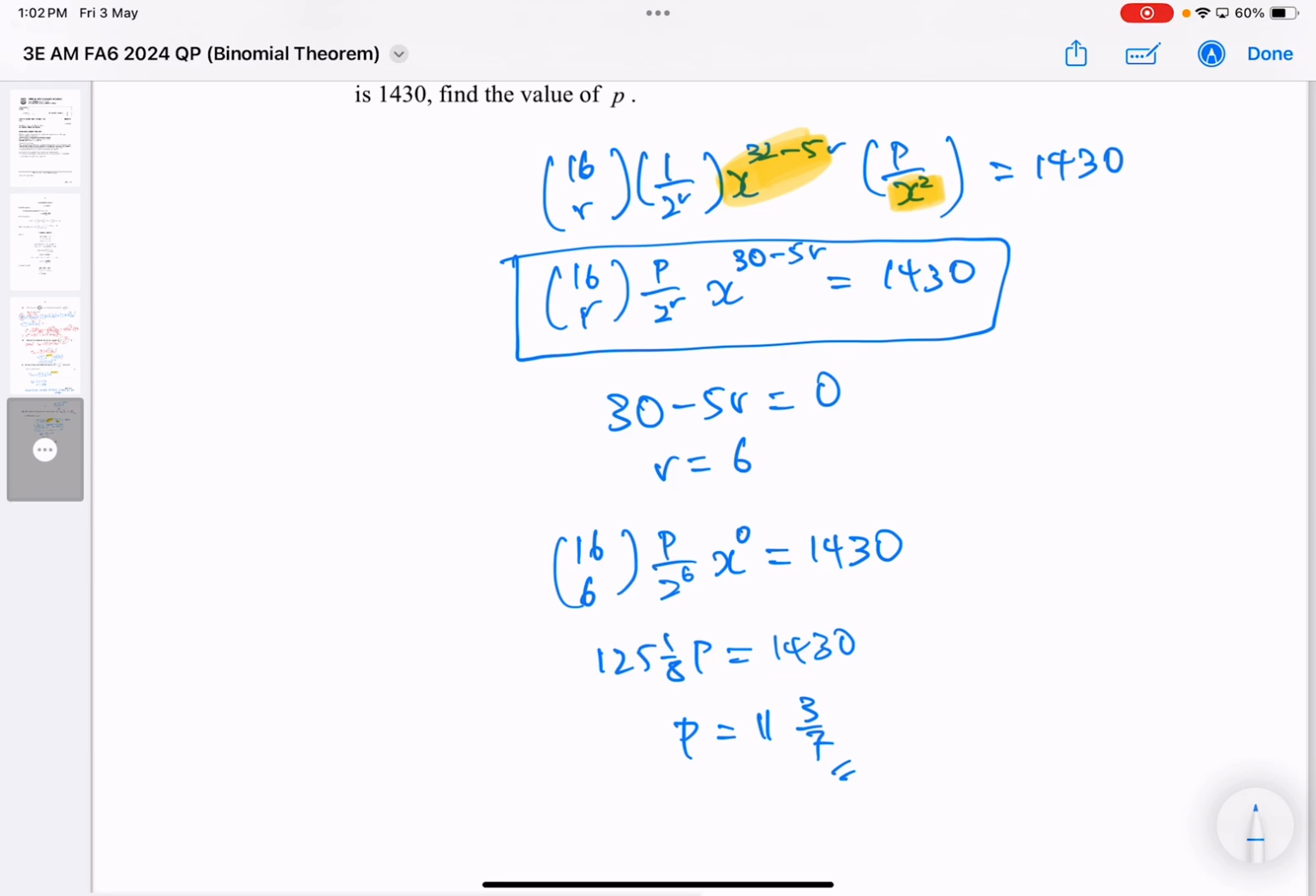What I need you guys to do is go home and redo the FA5, FA6. Make sure you can get this right. I will quickly go back and upload these two things to your Google Classroom. If you are stuck, rewatch it again. Do it and then submit to me next Monday.